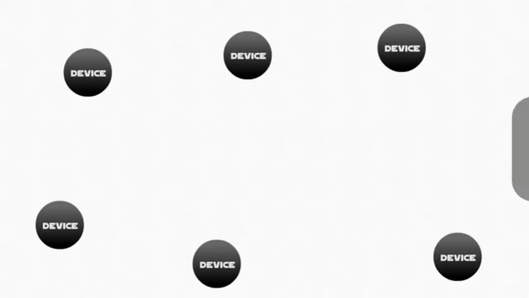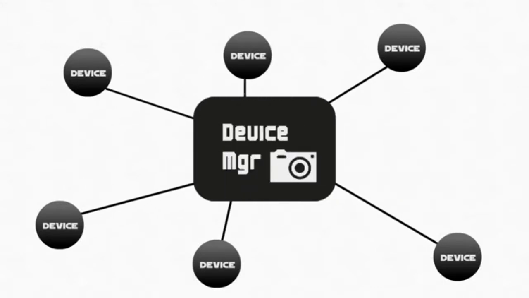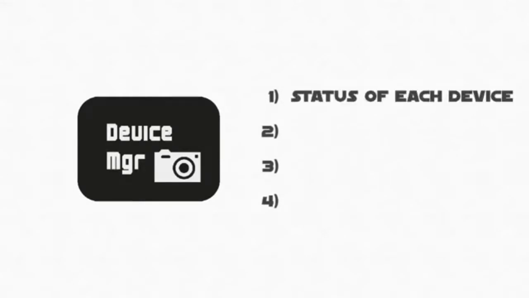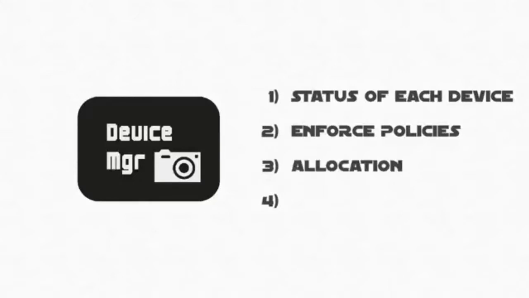Hello, my name is Sean, and in this tutorial we shall look into the device manager. There is constant change in the marketplace with device technology. The device manager must manage every peripheral device. It has 4 basic functions. 1. Monitor the status of each device. 2. Enforce policies to determine which process will get a device and for how long. 3. Allocation. And 4. Deallocation, something we discussed previously.